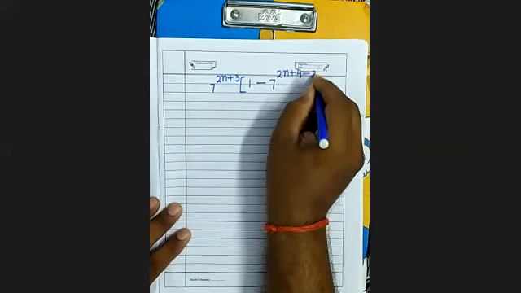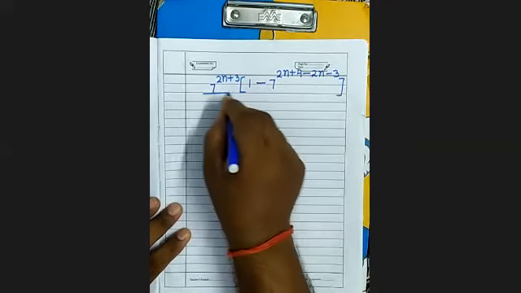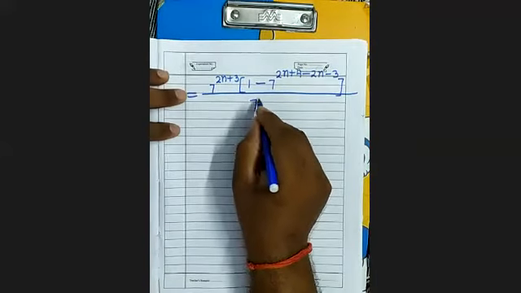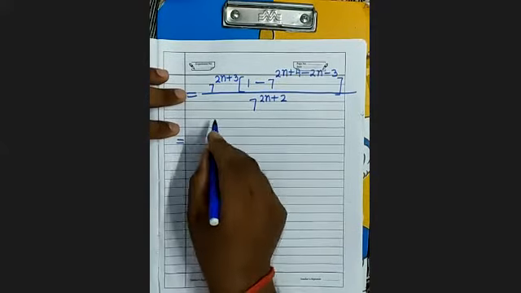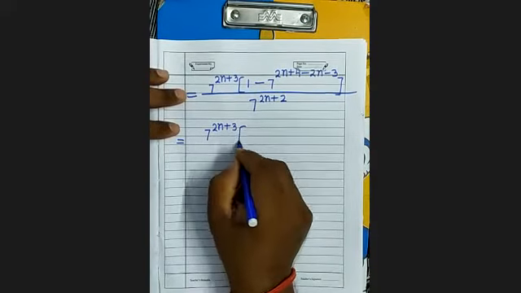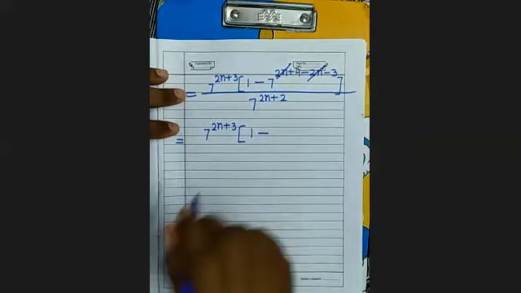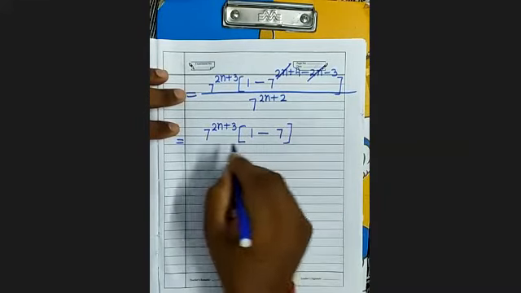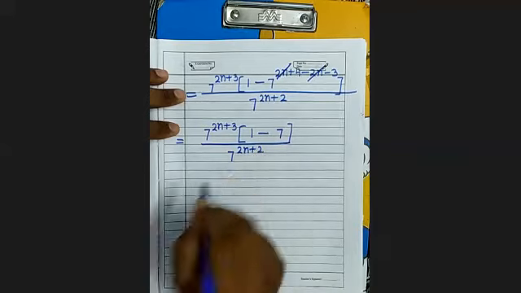Plus 4 minus 2n minus 3, divided by 7 to the power 2n plus 2. So it is 7 to the power 2n plus 3 into 1 minus, this and this cancel. 4 minus 3 is 1, upon 7 to the power 2n plus 2.